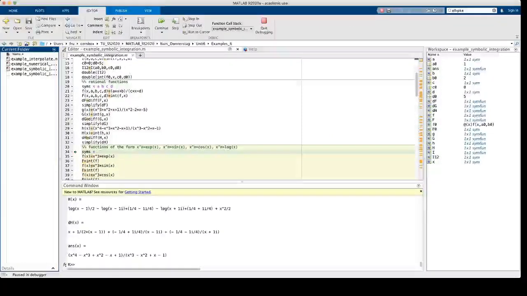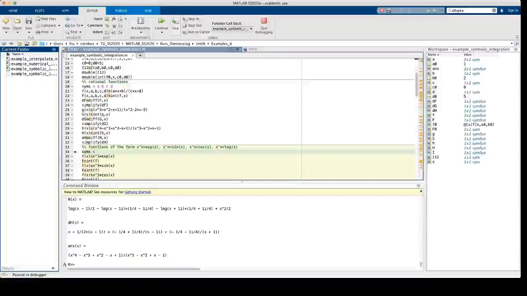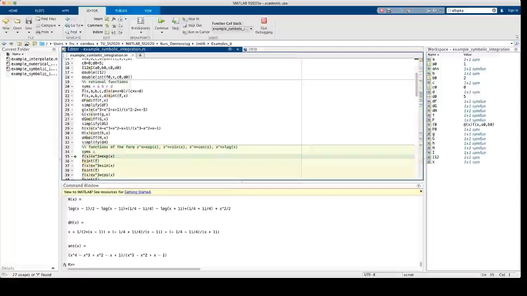Next, I consider functions of the form power of x times exp of x, sine of x, cosine of x, or log x. Let's start with cases where n is an integer, a natural number. In this case, there is always an antiderivative which is expressed as a polynomial times the exponential of x.